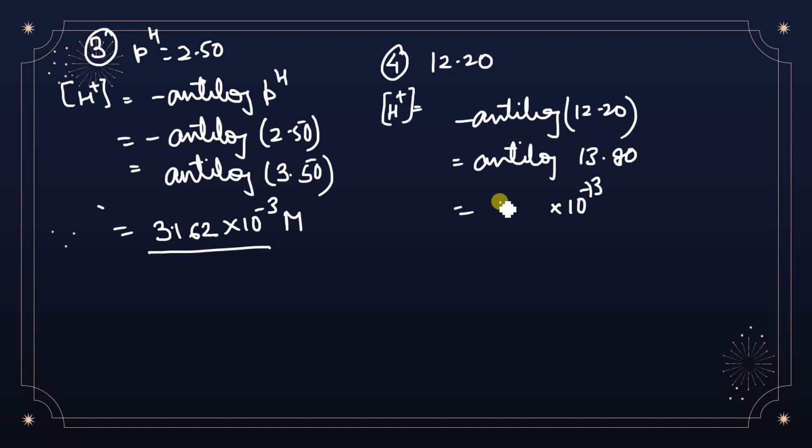This is 6310. So just put the decimal over here, and it is giving 0.63. 6310 into 10 to the minus 13 M concentration. I hope it is clear.